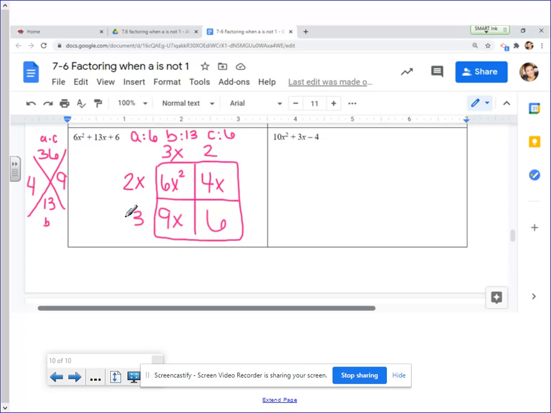So the last thing you want to do is you do the top ones together and you do the side ones together. So top one is 3x, and this is a positive 2, so you'd say plus 2. And then the side one is 2x, and that's a positive 3, so you'd say plus 3.